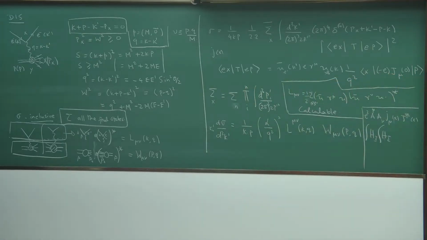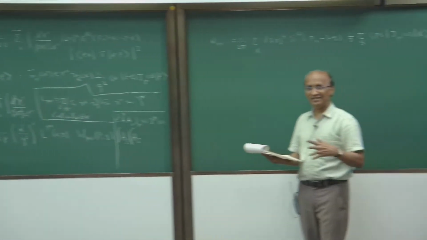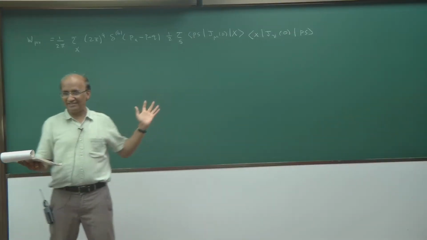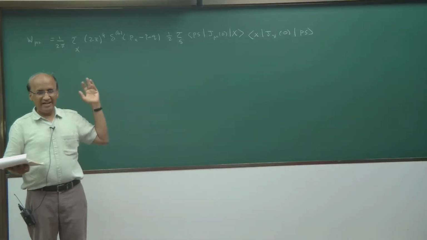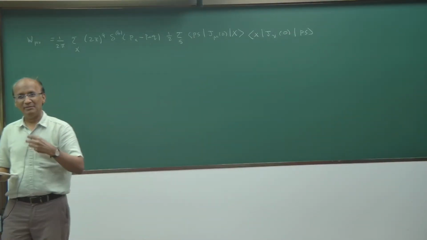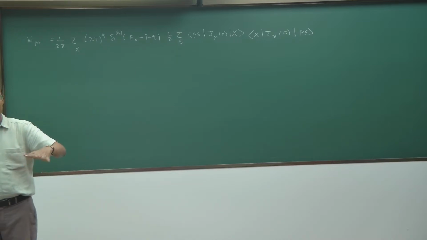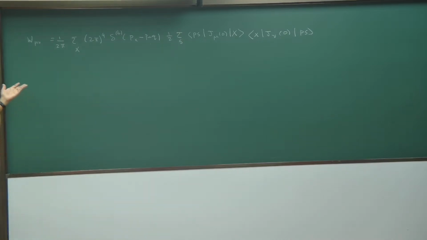Then I will have a simple-looking expression, because if I really have the X, I won't be able to calculate anything. Experimentalists are smarter because they sum over all the final states; they don't have any information about the final state. But as a theorist, I see something that is needed. So how do I get rid of this? The way to get rid of this is to just use translational invariance.